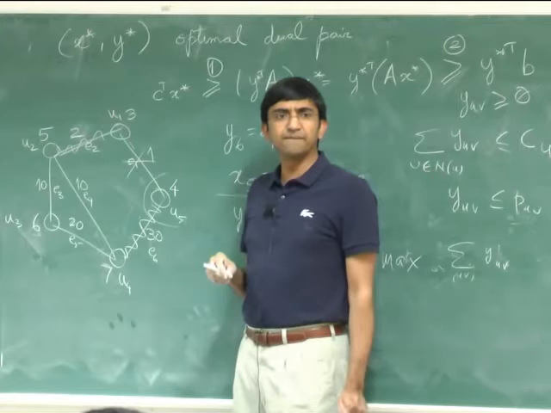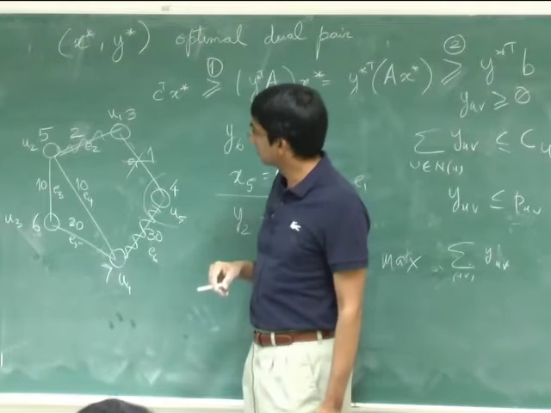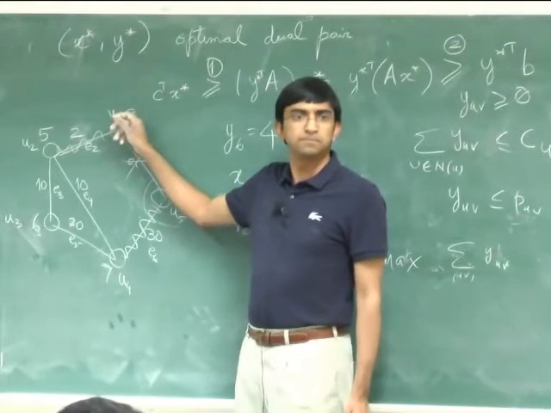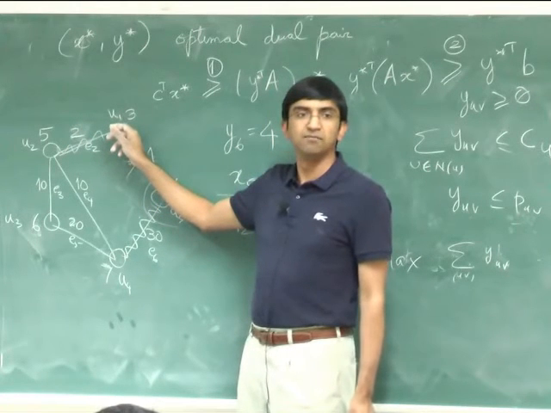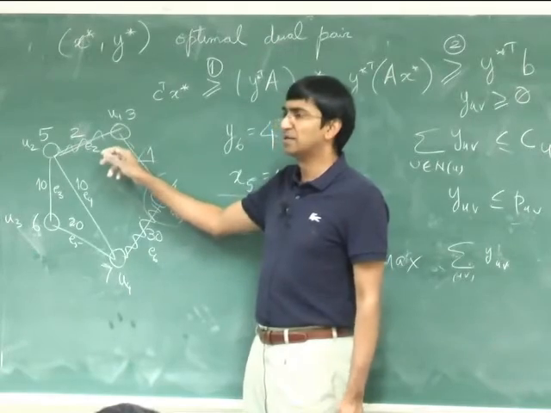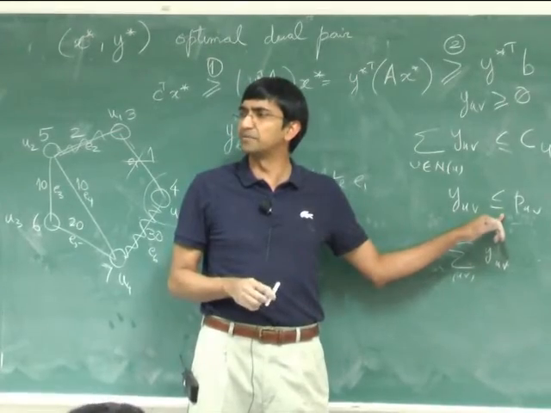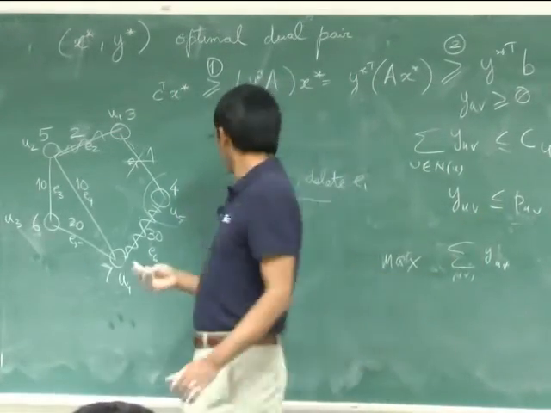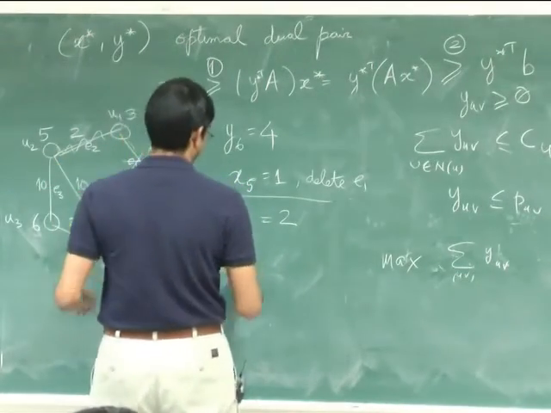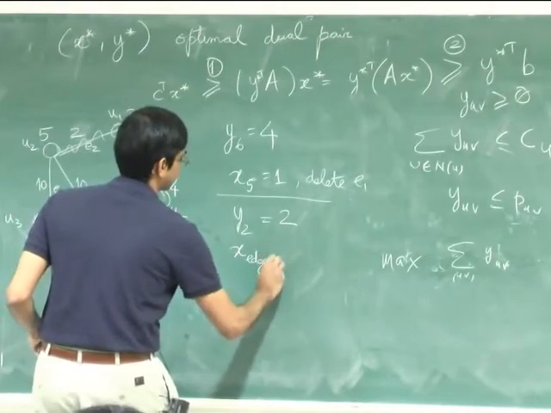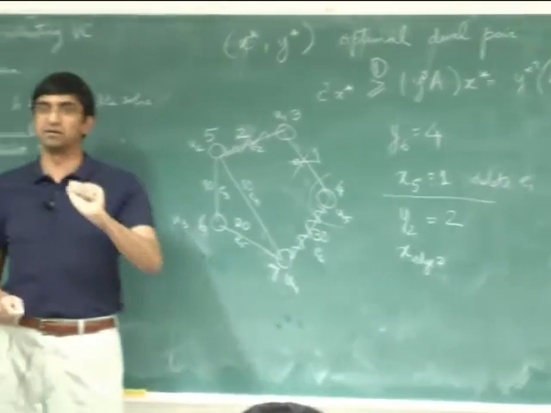Is U3 covered? U1 is covered. Who is U1? U1 is not covered, because I only filled it to the extent 2. It's not overfilling yet. So what do we do now? When this guy becomes tight because of this constraint, what is the corresponding primal variable? XUV. So XUV, which unfortunately is XU2U1, right? X of edge 2. XUV is X of edge 2. That better be set to 1.